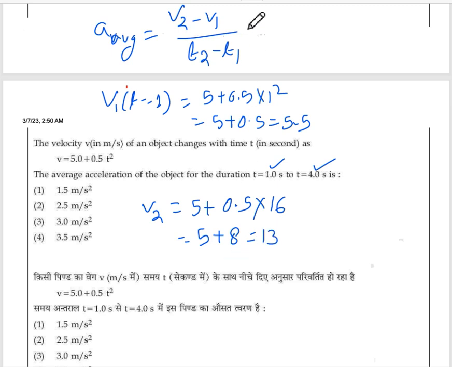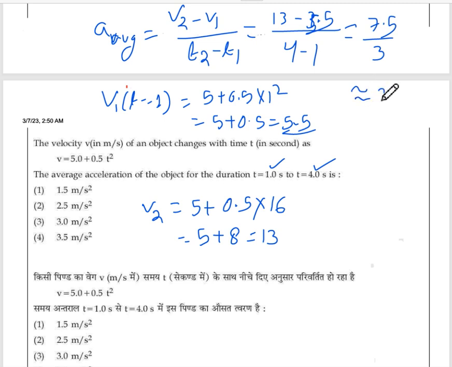So if we now put it in the equation of average acceleration, it will become 13 minus 5.5 divided by 4 minus 1, which is the time period difference. Sorry, this one is 5.5. So the answer will become 7.5 divided by 3. If we calculate, it will become 2.5 meter per second square, which is option 2. Okay, question number 6, the option is 2. So we'll go to the next question.